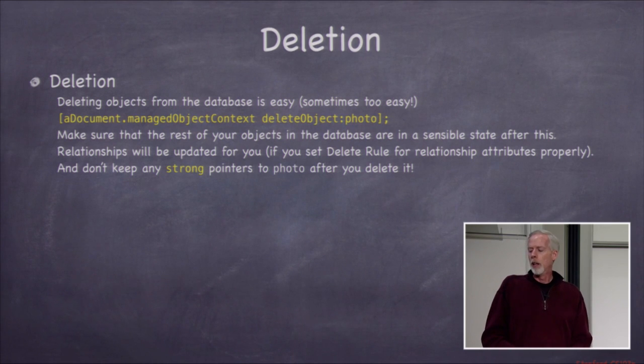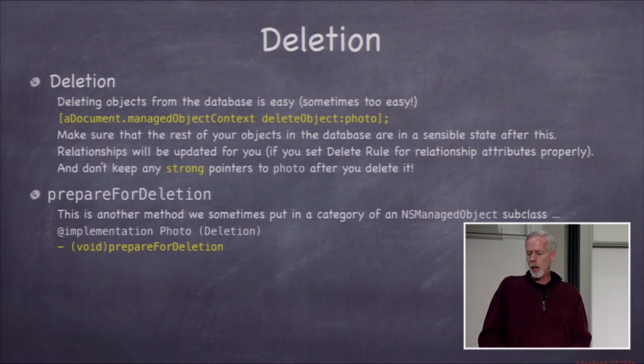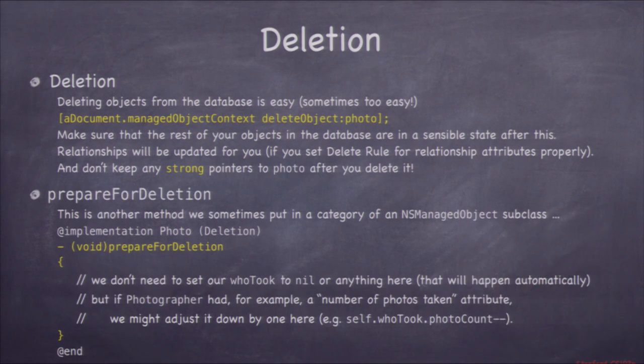And then they're like, what? It's not working, okay? One other thing about deletion that's kind of cool, Core Data will send a message, prepare for deletion, to all objects when you send delete object. So if I say delete object photo, that photo will be sent, if it implements it, prepare for deletion. And the cool thing is you can put this prepare for deletion in a category. So you can add the prepare for deletion method to photo or photographer in a category.